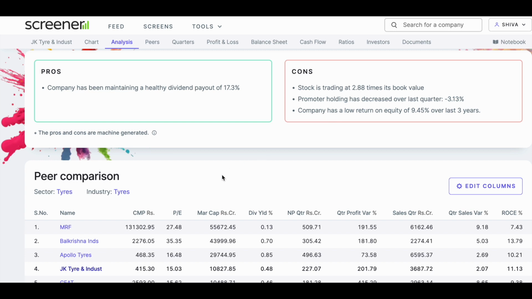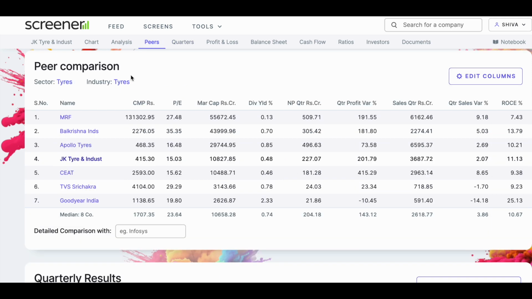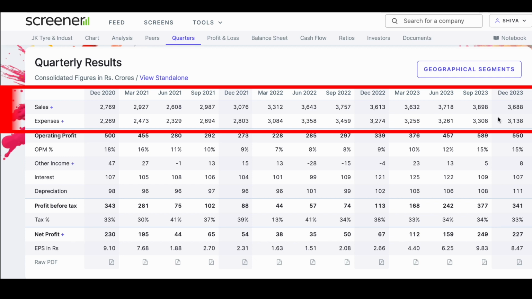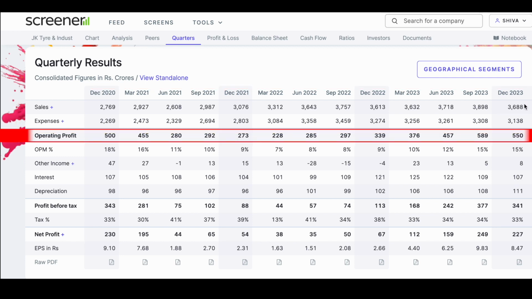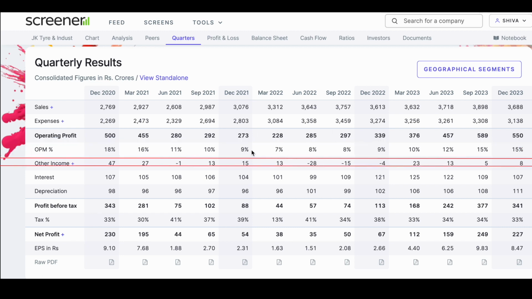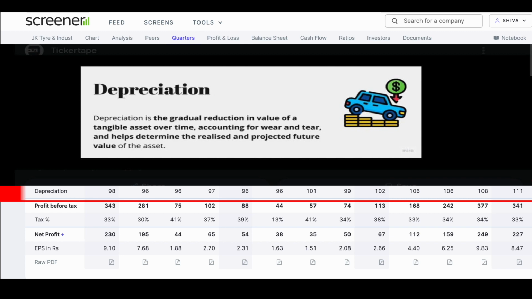And peers we can see here comparatively, which we can analyze individually. And we talk about their quarterly results, where sales are maintained at good numbers and expenses too. Operating profit is 550 and the OPM, operating profit margin, is 15%. It's good, and other income is also good and positive, which is 8, and they are good at decreasing their interest rate, and the depreciation, which indicates the long-term value of an asset, is increasing its value year on year. So it is good to be considered.